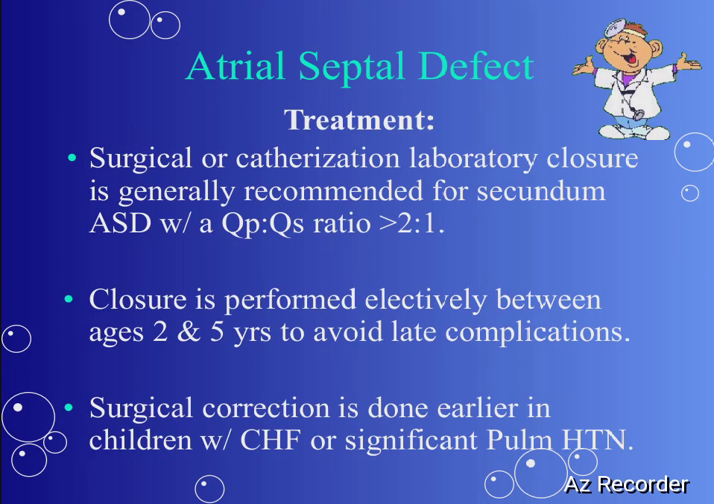Treatment. The surgical or the catheterization laboratory closure is generally recommended for the secundum ASD, Qp:Qs ratio greater than 2:1. Closure is performed electively between the ages 2 and 5 years to avoid the late complication. The surgical correction is done earlier in the children with CHF or significant pulmonary hypertension.